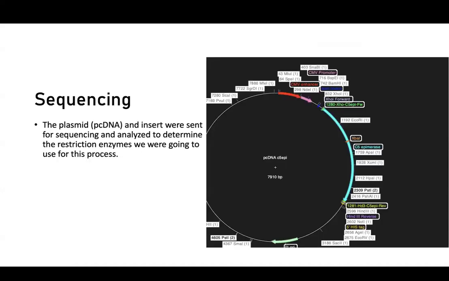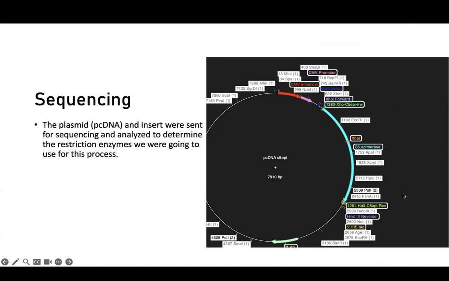Beginning with the procedures that we carried out in the lab, the C5 epimerase gene was first extracted from a plasmid in my mentor's lab and then sent for sequencing to ensure it was the right gene. The plasmid we were going to use was also sent out for sequencing, and so we were able to choose two restriction enzymes, XHO1 and HIND3.